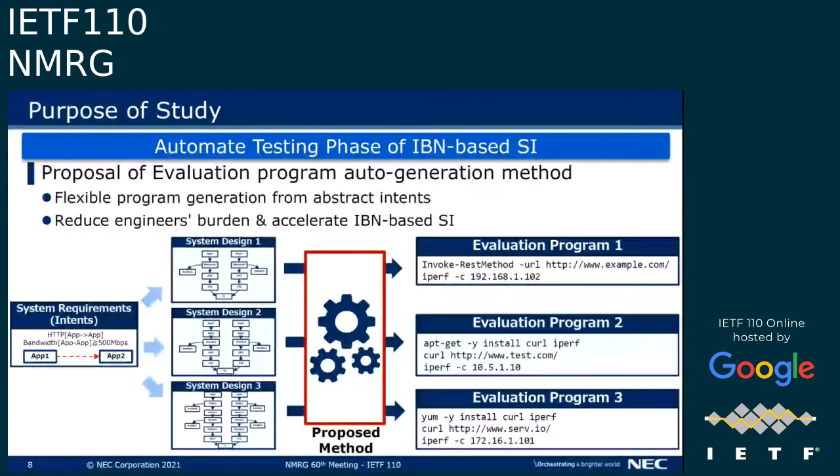Therefore, our goal is to automate such network-level testing phase of SI, especially for IBN-based systems. Today, we propose an automated generation method of evaluation program. Our method accepts a set of system requirements and system design derived from requirements and generates a program compatible with the system design despite the difference of OS or network configuration. By introducing our method, engineers' burden will be drastically reduced and IBN-based SI will be dramatically accelerated.